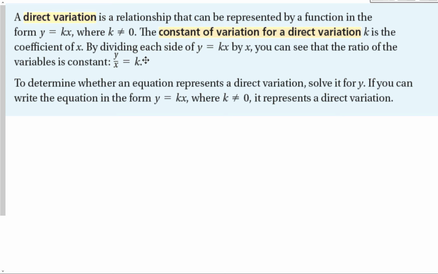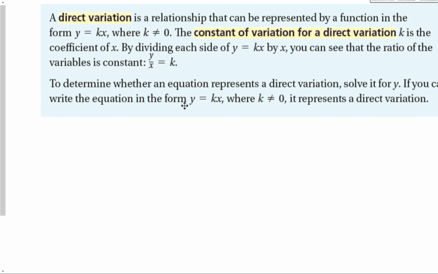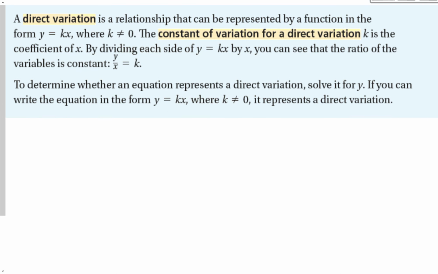To determine whether an equation represents direct variation, solve it for y. If you can write the equation in the form y is equal to kx, where k is not equal to 0, it represents direct variation. Okay? And simply put, direct variation means that as one value goes up, the x goes up as well, right? They vary directly. And the k, the constant of variation, is there to make the two sides of our equation equal to each other.